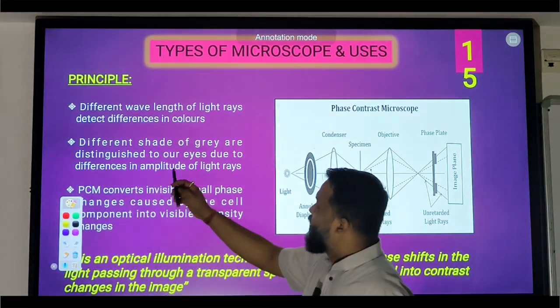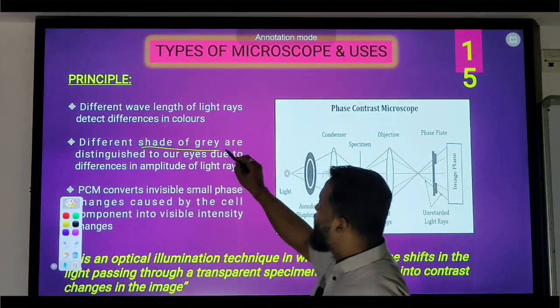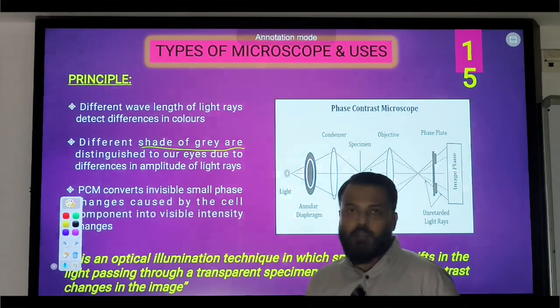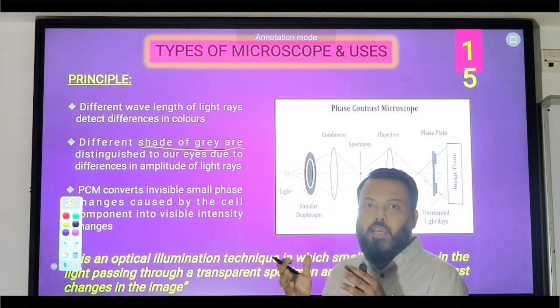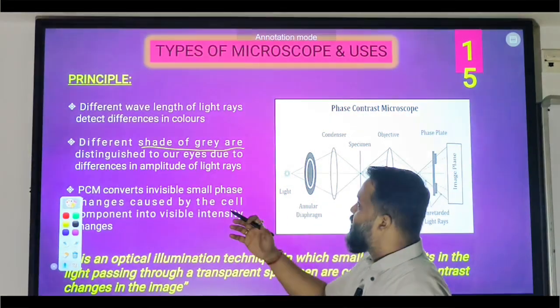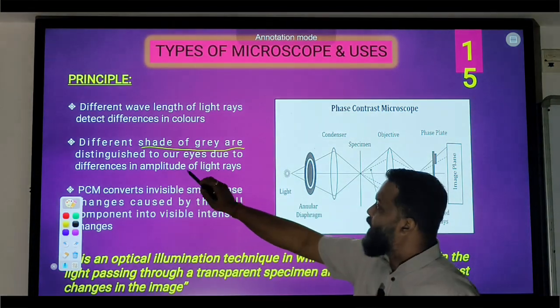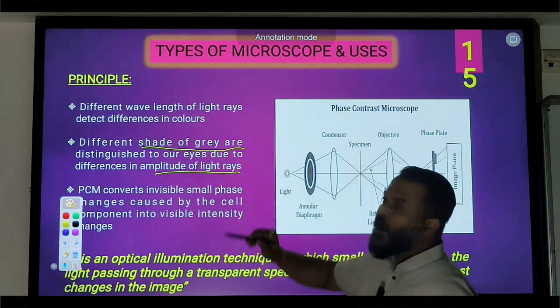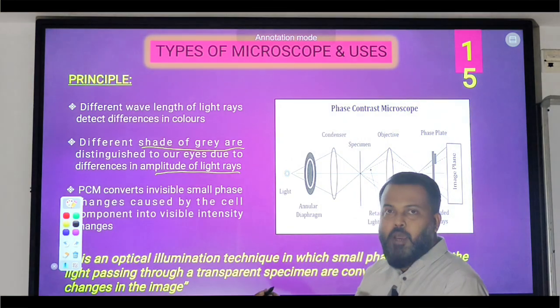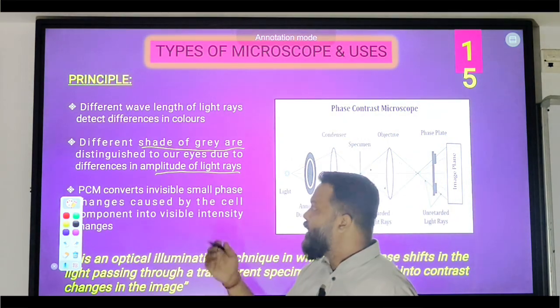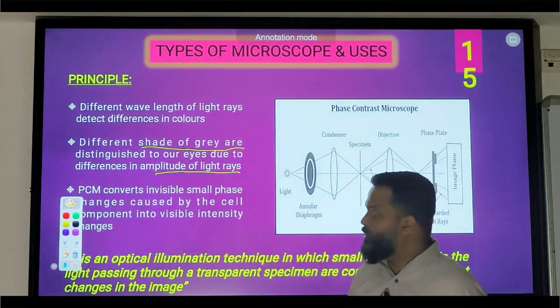So different shades of gray are distinguished by our eyes. That means if there are certain shades of gray, those shades can be distinguished by our eyes due to differences in the amplitude of the light rays. So according to the amplitude of the light ray, it will be visualized, or you can see the differences.